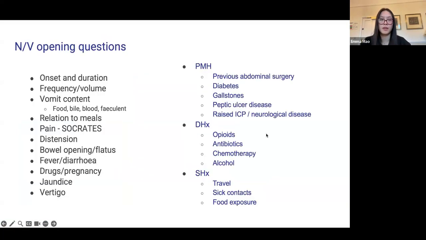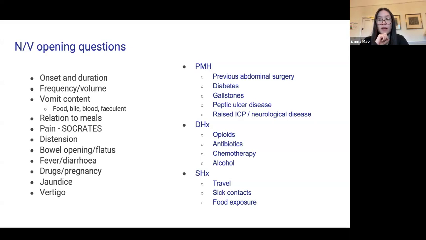Okay. And then with nausea and vomiting, the key questions here are about the onset, duration, frequency, and the volume. You also want to know about vomit content. Vomit content can be very useful. If it's undigested food, it could be something at the stomach, so a gastric outlet obstruction or gastroparesis. It's just not moving down, not being digested.